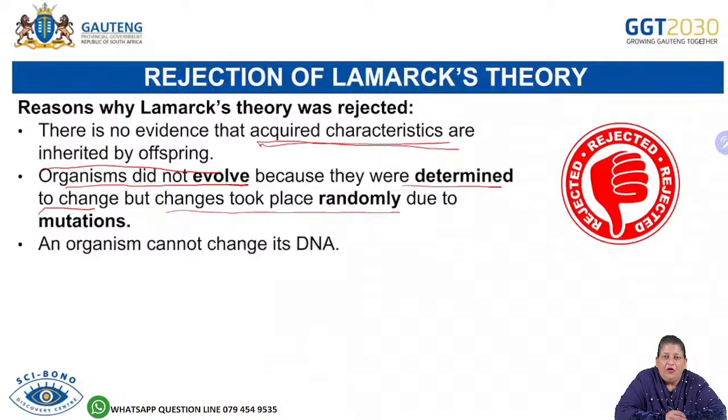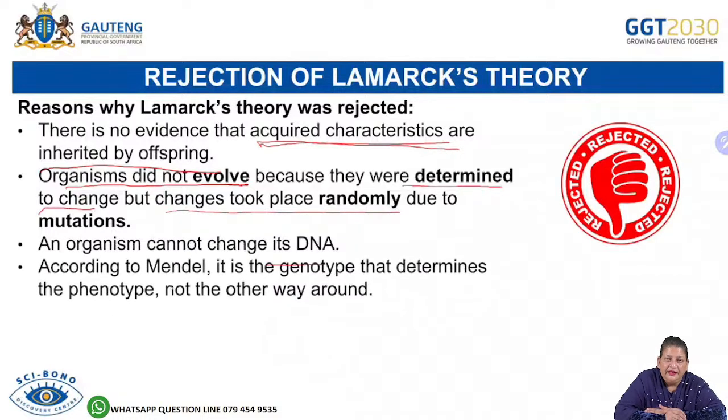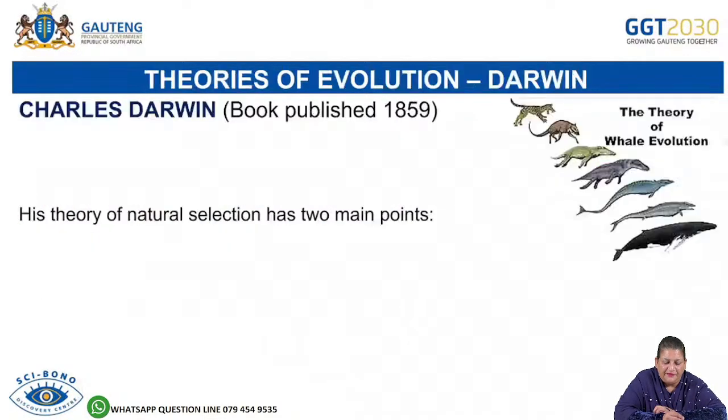Right. An organism cannot change its DNA. We cannot change our genotype. Remember, what we have on the outside, our phenotype, comes from the genotype, and we cannot change our genotype. And according to Mendel, it is the genotype, the genetic composition, that determines the physical characteristic, which is the phenotype, and not the other way around. So learners, please know these reasons for the rejection of the second law of Lamarck.